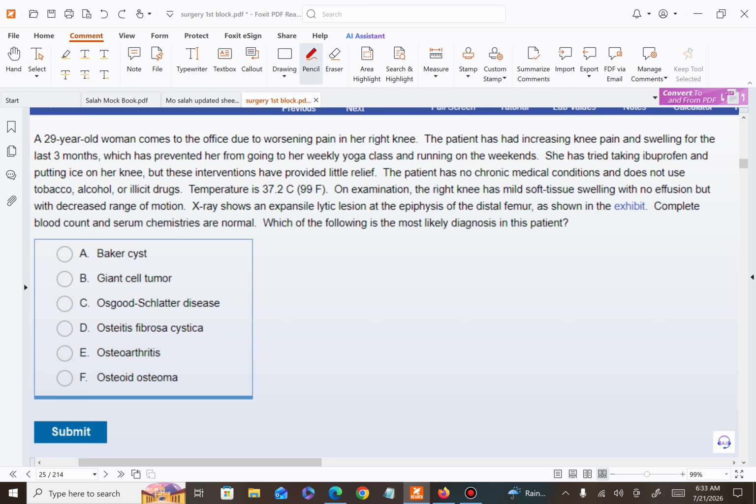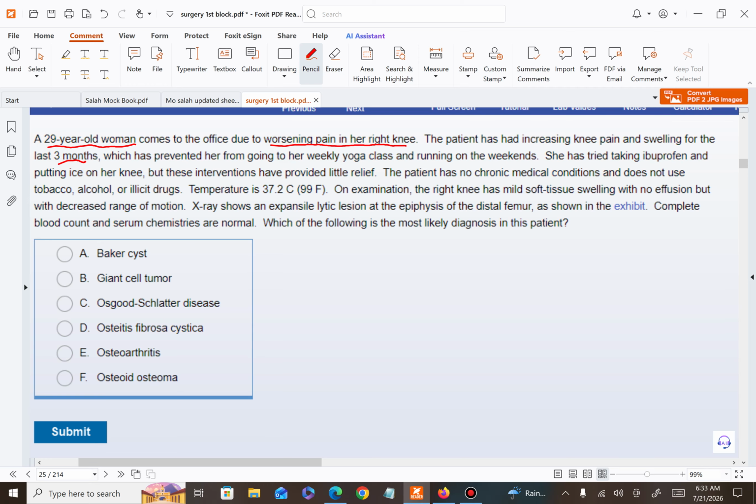Hello, let's discuss this question. A 29-year-old woman comes to the office due to worsening pain in her right knee. The patient has had increasing knee pain and swelling for the last 3 months, which has prevented her from going to her yoga class and running on the weekend.